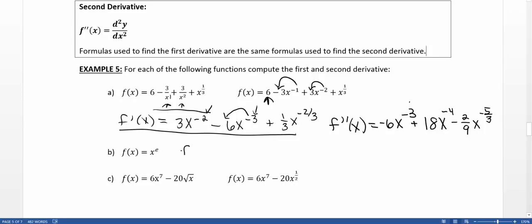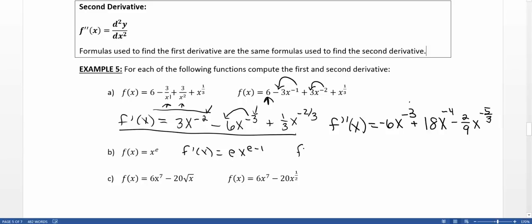So when we find the first derivative, our formula says that the number in the power is going to come down and we're going to subtract 1 from the power. So we can write this as e times x to the e minus 1. It looks a little goofy, but it still works and it still follows all our rules.